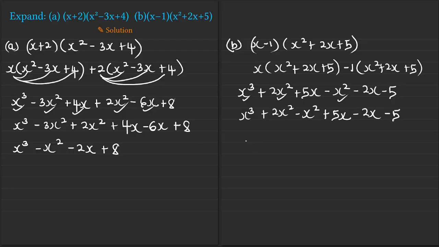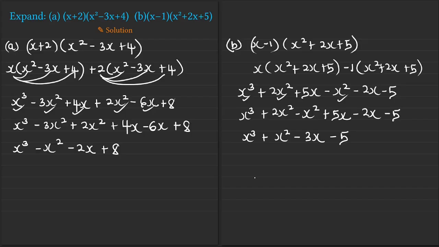So with that, we have our x to the power 3, then plus the 2x squared minus x squared will be left with just 1x squared. And then 5x minus 2x gives us a negative 3x. And then our minus 5. As simple as that. So with this, I'm sure you can take any binomial and multiply it by a trinomial.